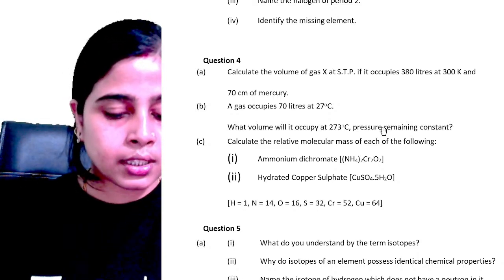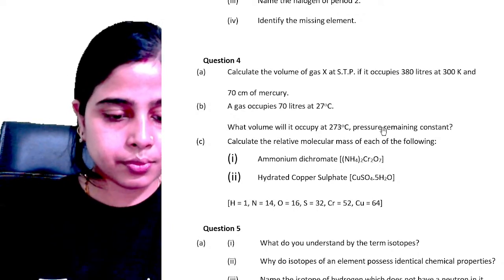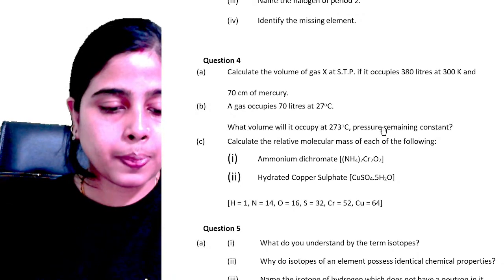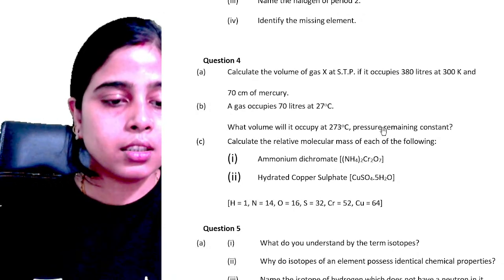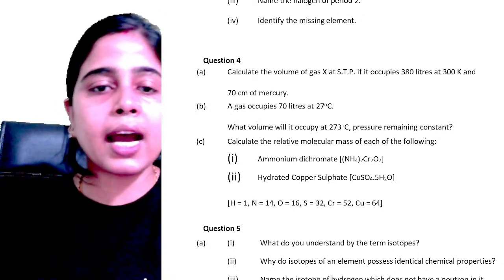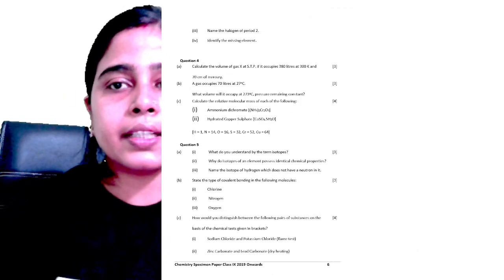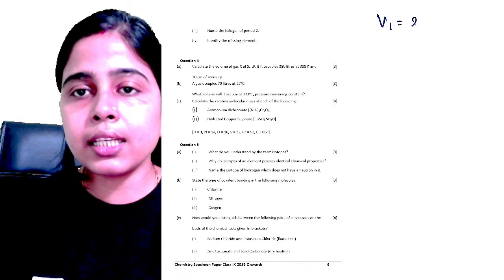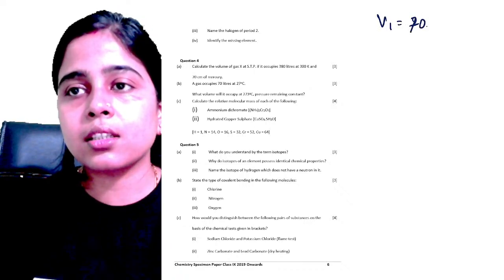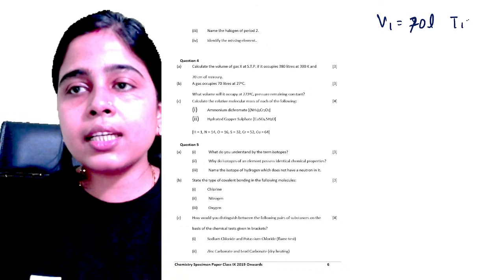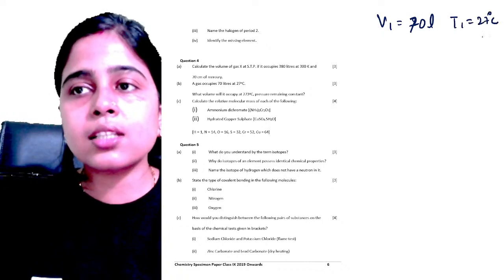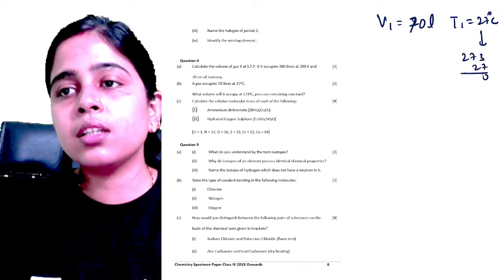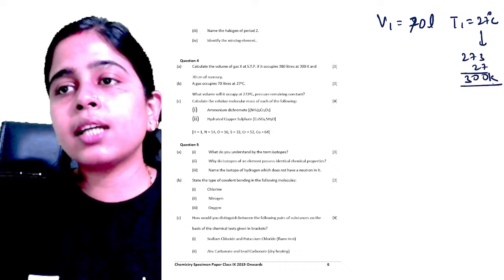Okay, all of you have seen the question? Clear? Now let's try to solve it. So gas is occupying 70 liters at 27 degrees Celsius. That means V1 is 70 liters and T1 is 27 degrees Celsius. Convert it to Kelvin. It will be 273 plus 27, coming out to be 300 Kelvin.